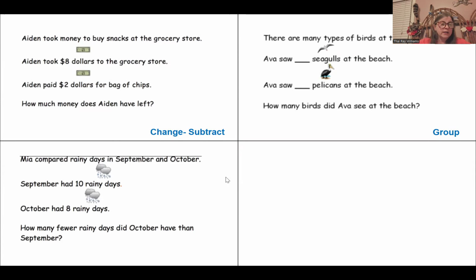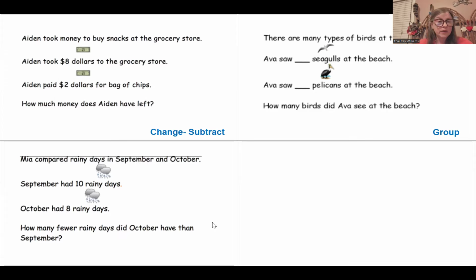Mia compared rainy days in September and October. September had 10 rainy days. October had 8 rainy days. How many fewer days did October have than September? Go ahead and write your answer and then come back and we'll compare.